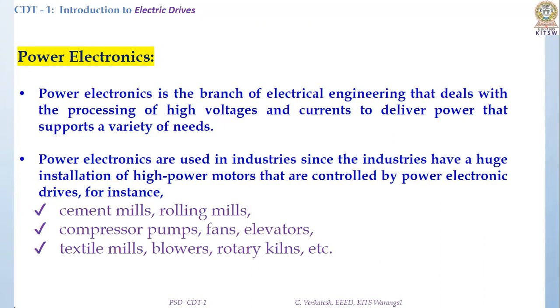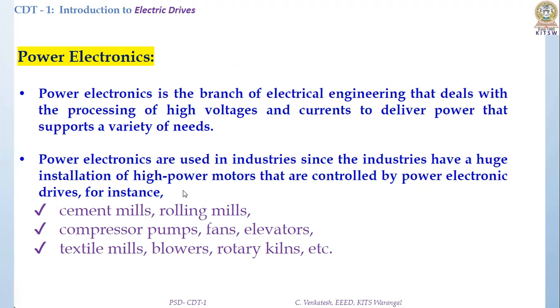With this advantage, we have seen that these power electronic converters are finding applications in industries such as cement mills, rolling mills, compressor pumps, fans, elevators, textile mills, blowers, rotary kilns. Like this, you can name a number of applications where power electronic converters are used. It means that they are used for controlling some of the electrical equipment. If you see, the common thing in all these is the electric motor.